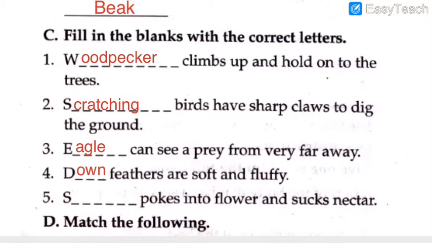Number 5 and the last number here in this question C. S dash pokes into flower and sucks nectar. Nectar means the juice within the flower. So which bird starting with letter S does this activity of sucking the nectar from the flower? So, the correct answer is sunbird. S-U-N-B-I-R-D. Sunbird pokes into the flower and sucks the nectar. With this, we have even solved question C, and I hope that you were solving it on your own.